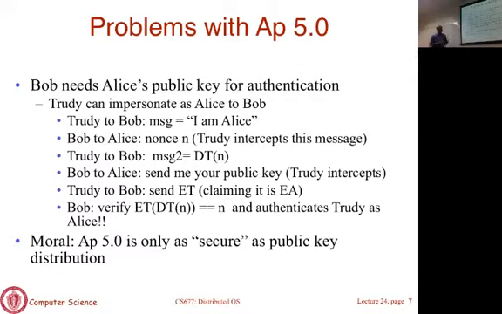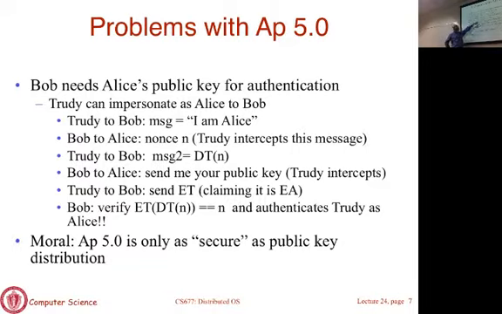Here is a problem that can occur with the previous protocol, which is referred to as a man in the middle or a person in the middle attack. What we are trying to see here is whether an intruder can impersonate Alice and gain access to the system. Here is what can happen. Intruder Trudy sends a message to Bob claiming to be Alice. Bob sends a message back to Alice with a nonce.